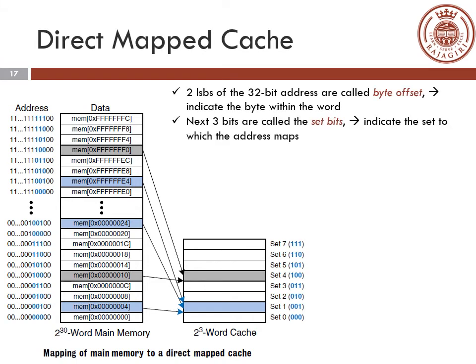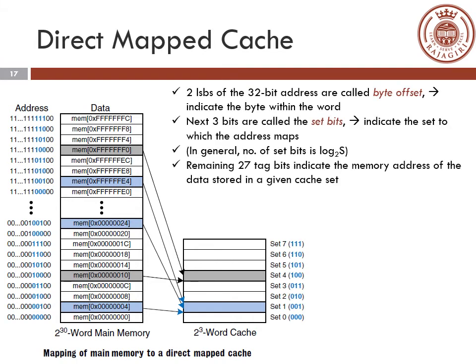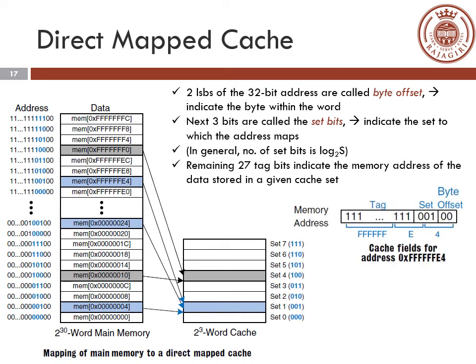Now we will see the corresponding address fields in detail. Now you take the cache field for any particular address. In this slide, it has been taking the address FFFFFE4 as an example address. Now if you take that particular memory address, you can see the first two bits, the LSB bits, are the byte offset field, which is always 2 zeros.